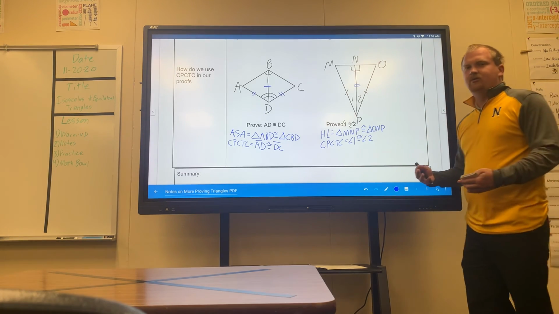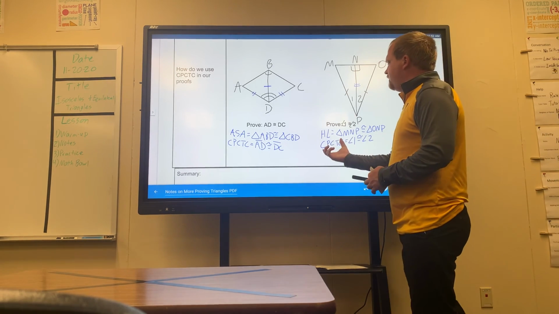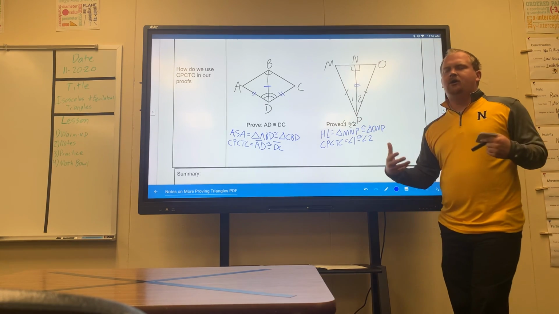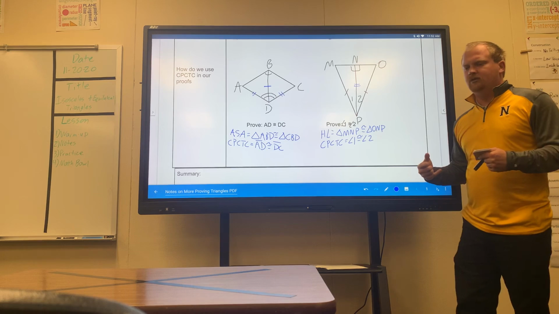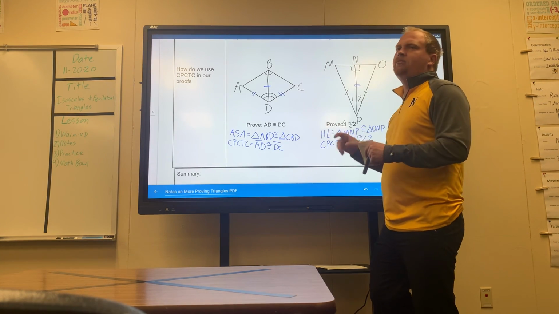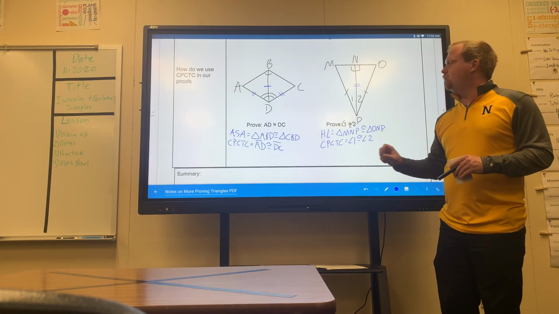So the biggest thing we're trying to talk about here is that CPCTC allows us to prove that other parts of a triangle are congruent as well. Even though I'm only given certain parts, I can prove the other parts as long as I prove that the triangles are congruent.